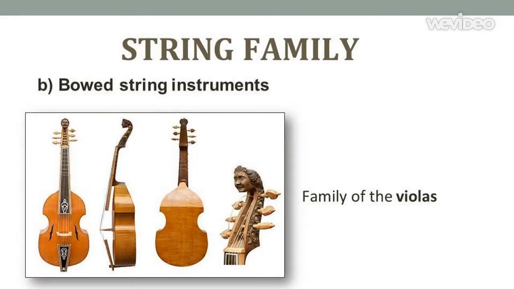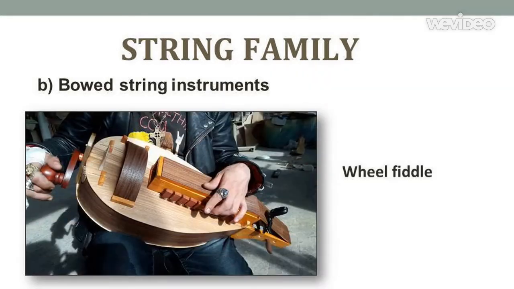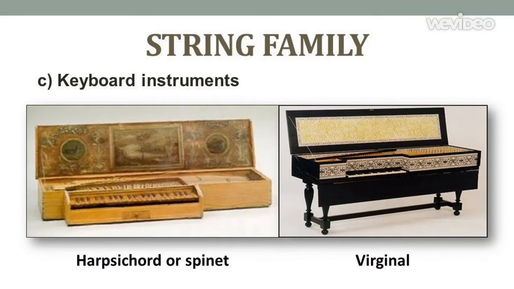In the Renaissance, people preferred the family of the violas rather than the family of the violins. This would change in the Baroque. In the wheel fiddle, the player turns a wheel that bows the string. C. Keyboard instruments. Among the keyboard instruments, we can highlight the harpsichord or spinet and the virginal.